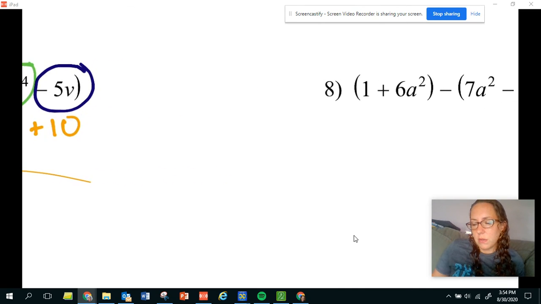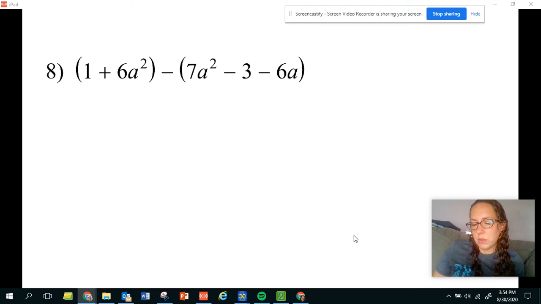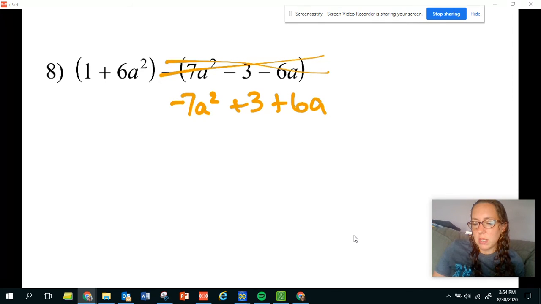Okay. I've just got some more examples. So remember, if you have a minus, basically what you want to do is change the sign of everything in here. So that's going to become a -7a squared and a +3 and a +6a. And then I'm just going to make that go away, and I can leave that other thing up there. Doesn't really matter.